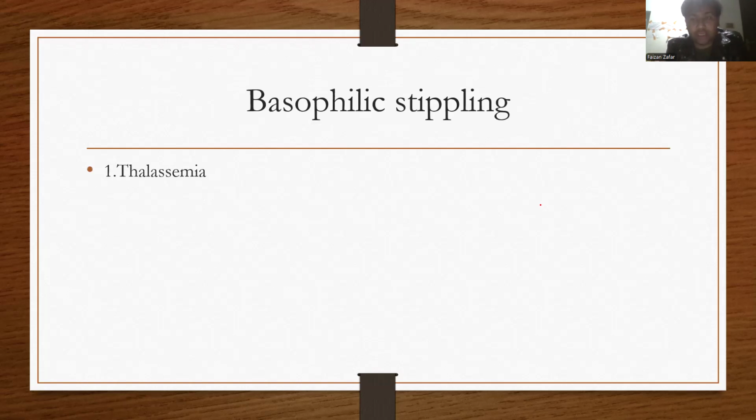Basophilic stippling. This is typically shown in some pictures. Basophilic stippling takes place in thalassemia and heavy metal poisoning.